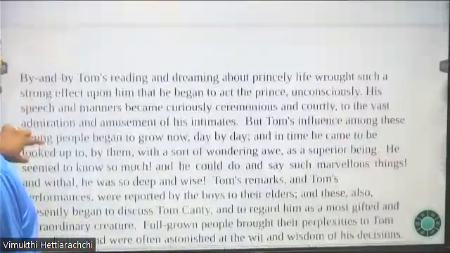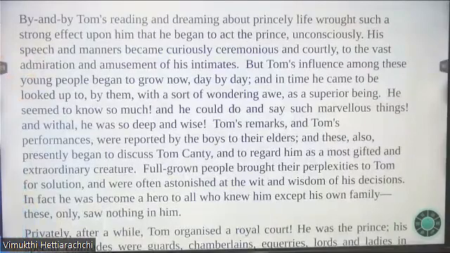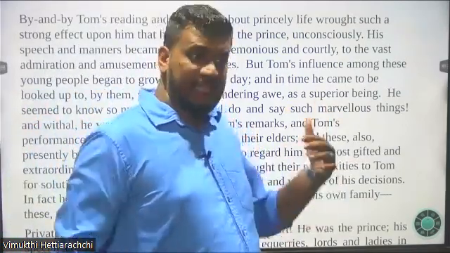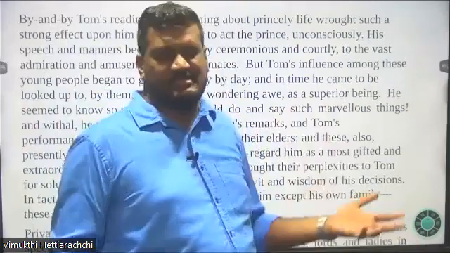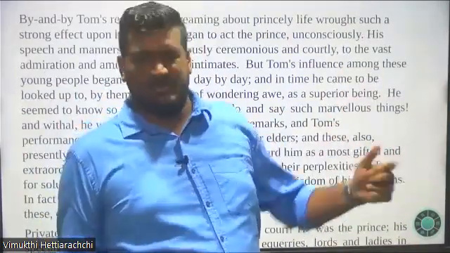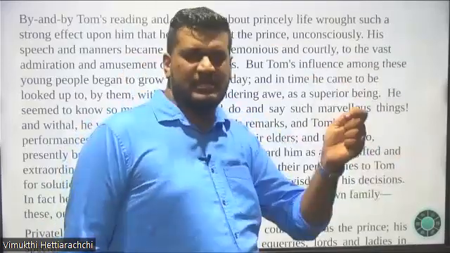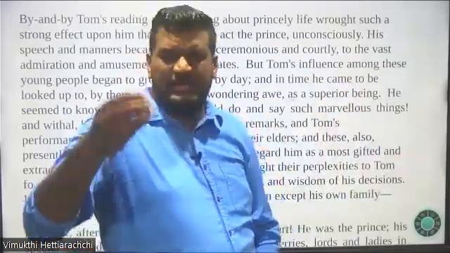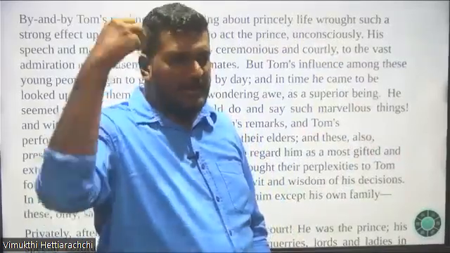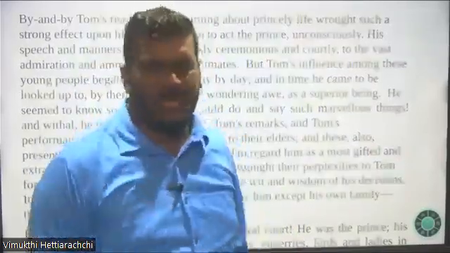By and by, Tom's reading and dreaming about princely life wrought such a strong effect upon him that he began to act the prince unconsciously. So now his readings actually affected his subconscious mind, and he thought to himself that he is a prince. Right? So whenever he went here and there, he acted as a prince. He had a sword and he acted as a prince. Now you can understand how these readings and all these books read by him created some kind of an effect in his subconscious mind. Now he is thinking himself that, okay, I am a prince.